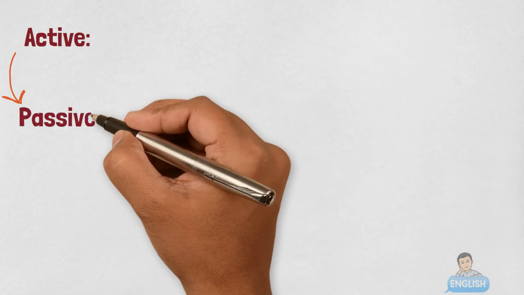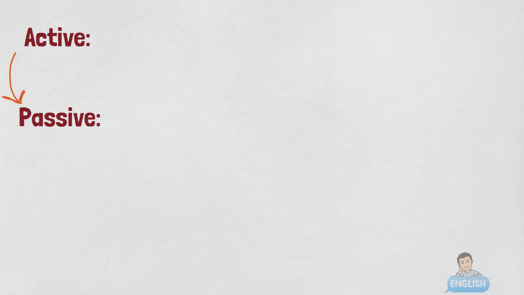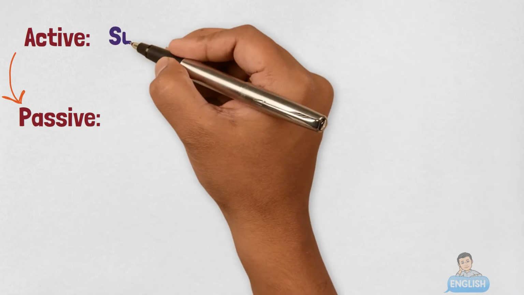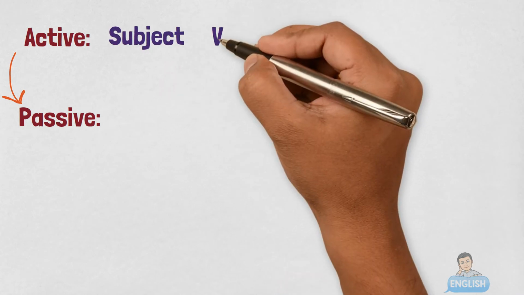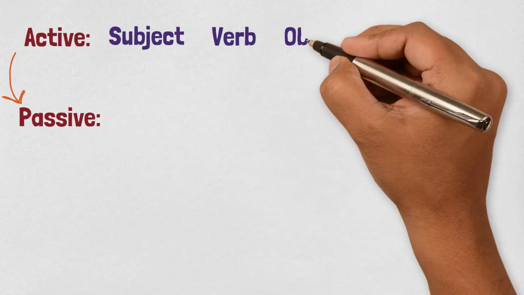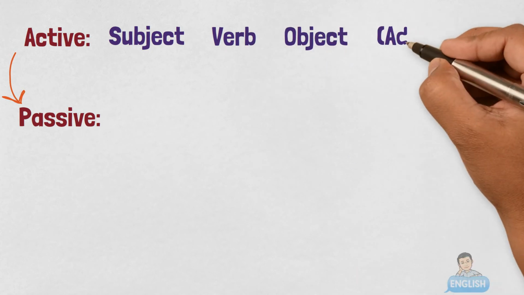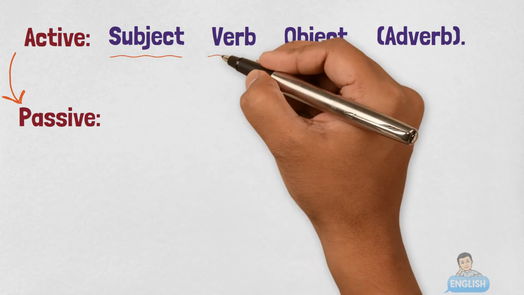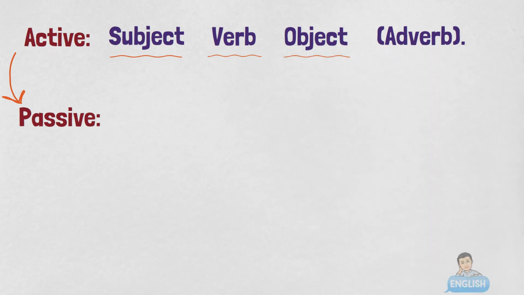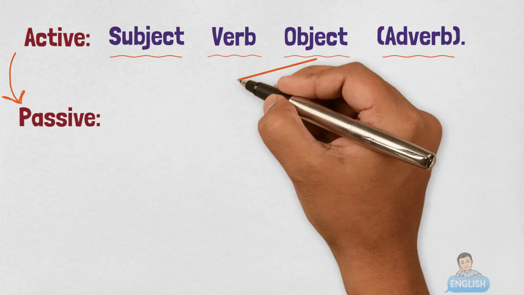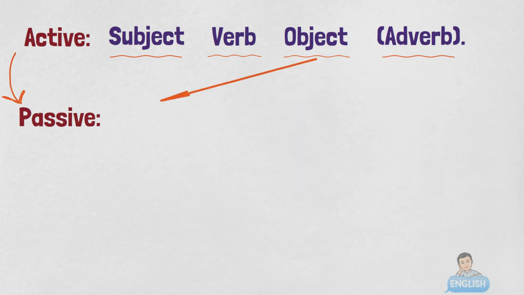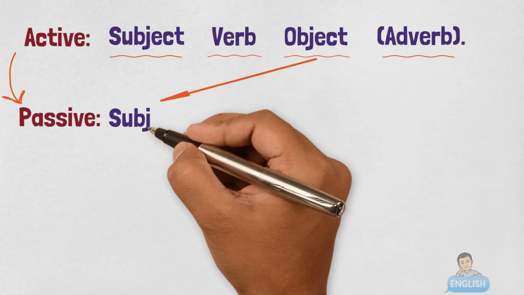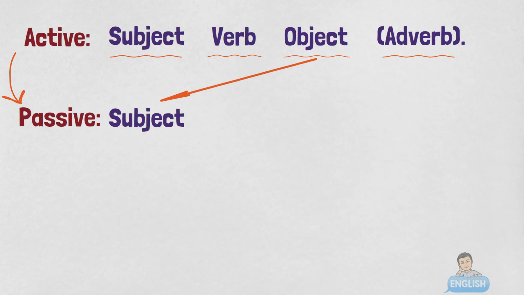We have the active sentence: subject, verb, object, and possibly an adverb. Step number 1. Identify the subject, verb, object, and adverb if any. Step number 2. The object in the active sentence becomes the subject of the passive sentence.